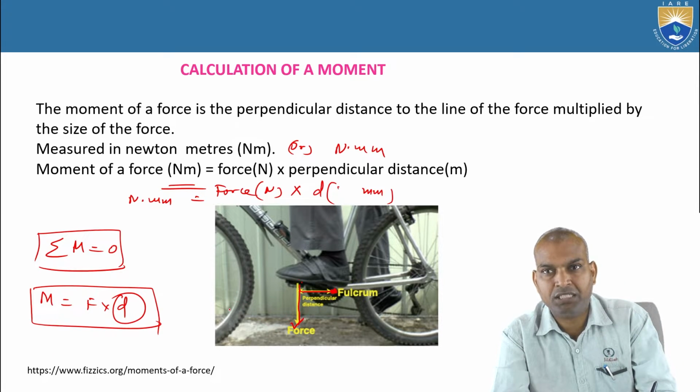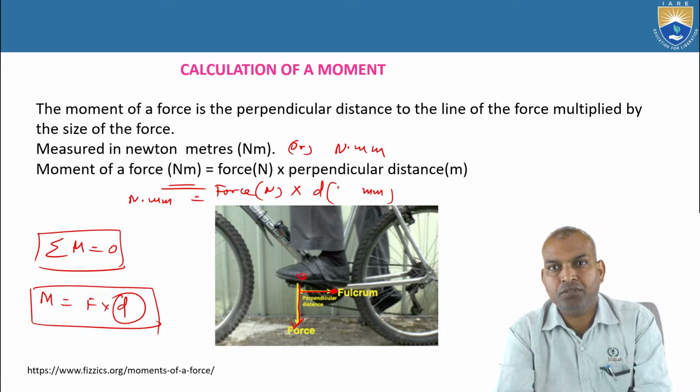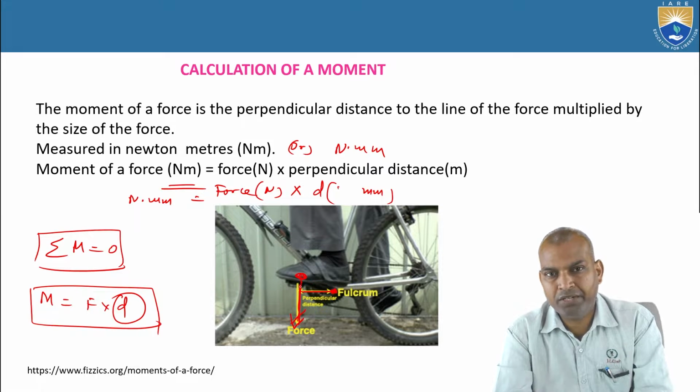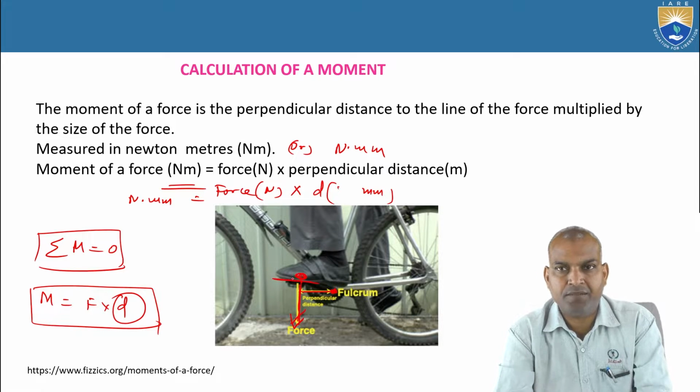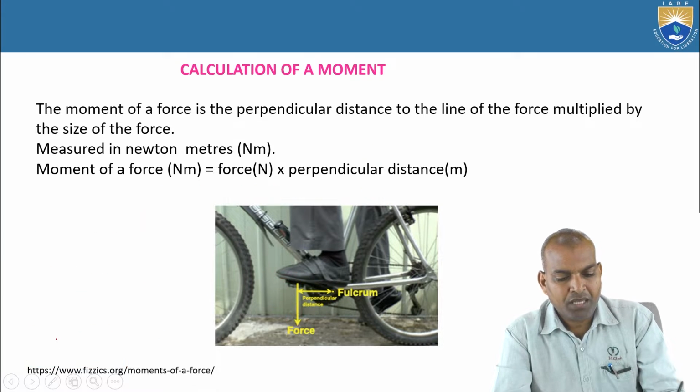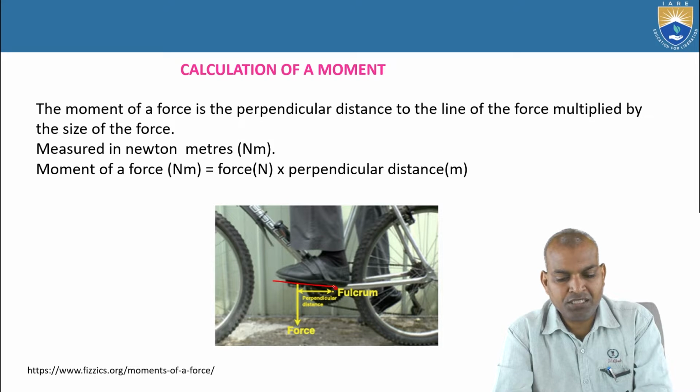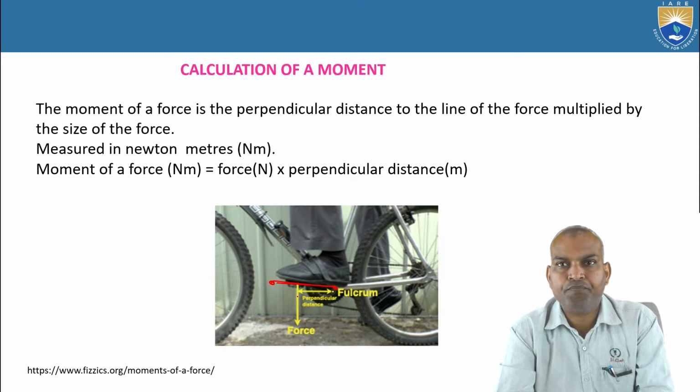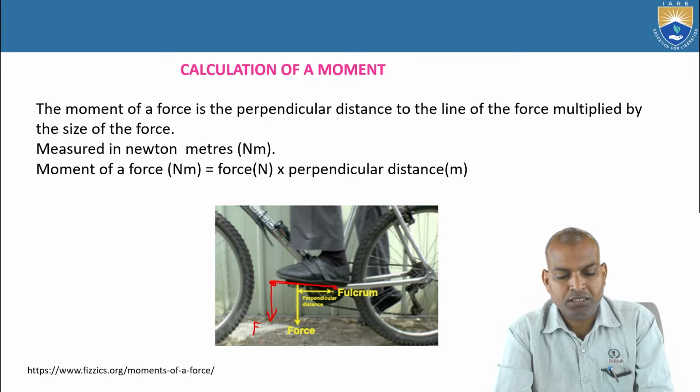Here in this figure, we consider the cycle. The foot applies the force here, and the fulcrum is at this distance. Suppose we want to apply less force, we have to keep the foot rest at a suitable distance. One very important point is that if the length of the pedal, the perpendicular distance, is increased, then the force needed is less in comparison to the force applied at the shorter distance.